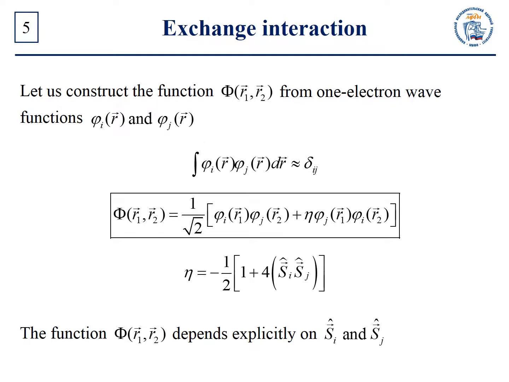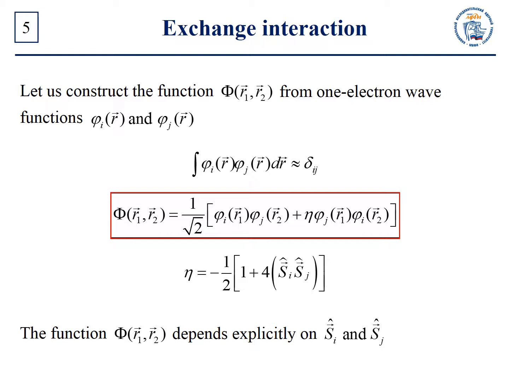Let us construct the function phi of r1 and r2 from one-electron wave functions phi I and phi j. Taking into account that at I is not equal to j, these functions overlap weakly. So, for the function phi, we obtain the following expression, where eta is equal to 1 at s is equal to 0, and eta is equal to -1 at s is equal to 1.